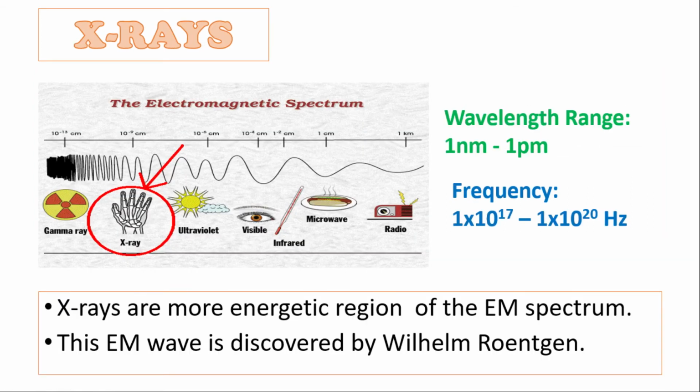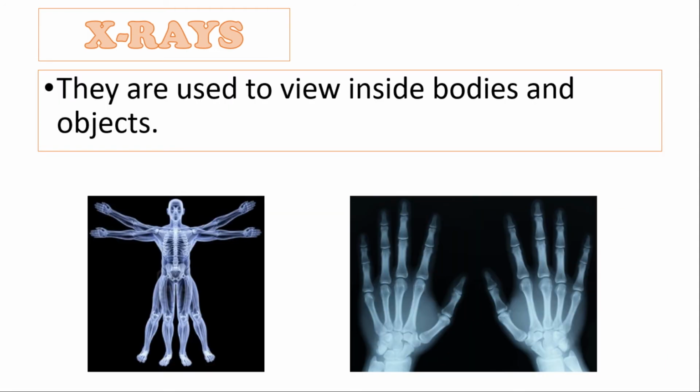Next is X-rays. X-rays are a more energetic region of the electromagnetic spectrum. This EM wave was discovered by Wilhelm Röntgen. X-rays are used to view inside bodies and objects.